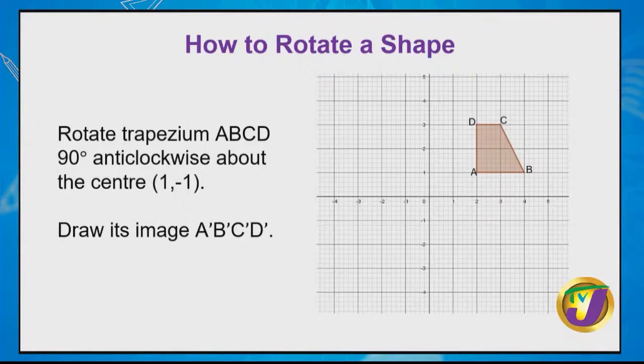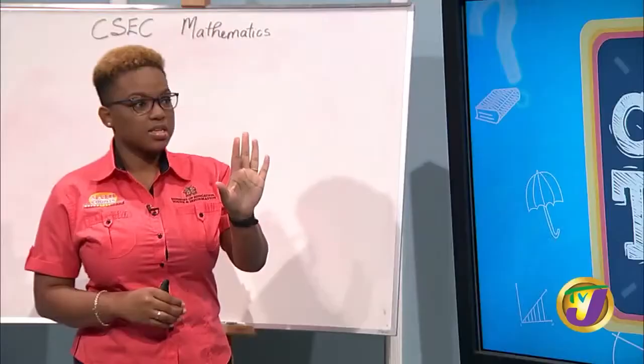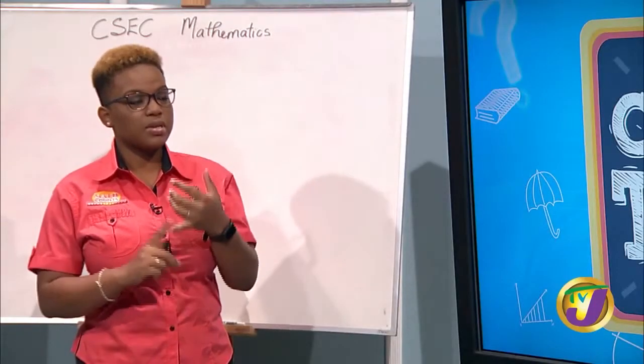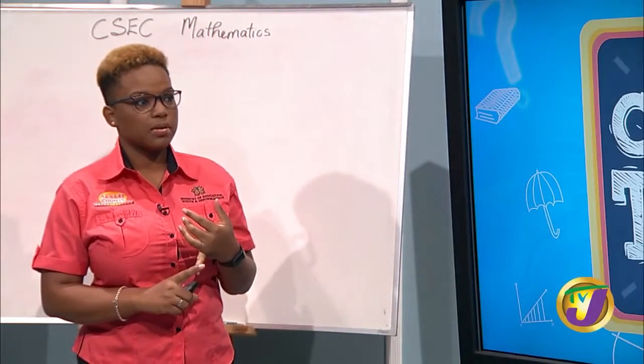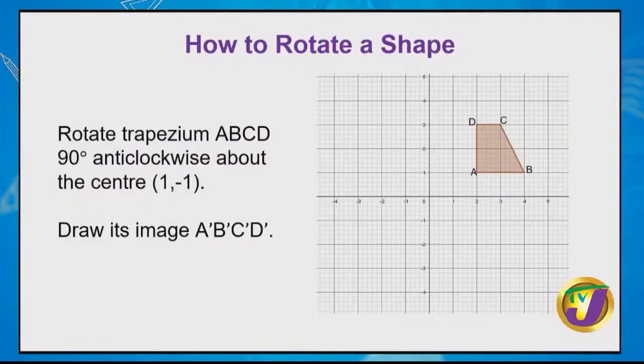And the center for this rotation is the point (1, -1). And of course, we're asked to draw its image, A prime, B prime, C prime, D prime. So I want us to stop and identify 3 things that we would have discussed from the question. Are we seeing a center of rotation? Definitely, (1, -1). That's the point. Are we seeing an angle of rotation? 90 degrees. Is there a direction of rotation? Anti-clockwise. Fabulous. So we can go ahead and start.